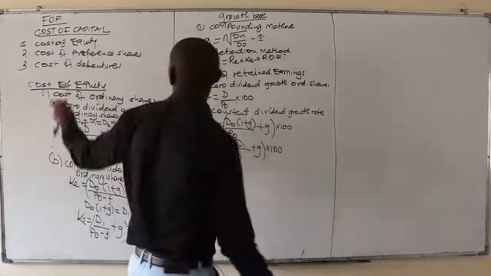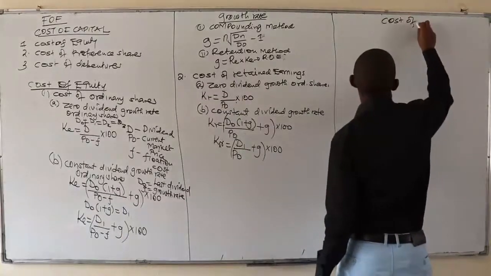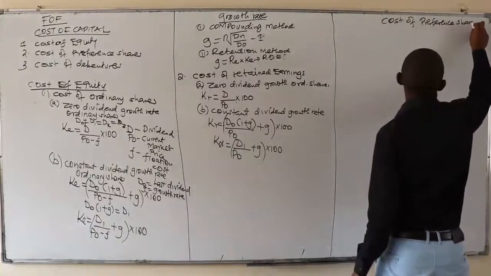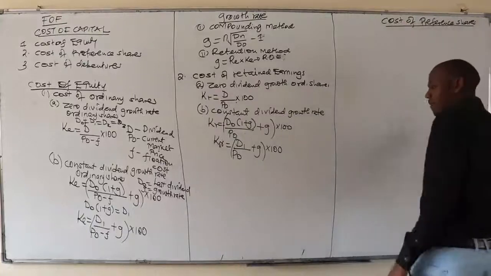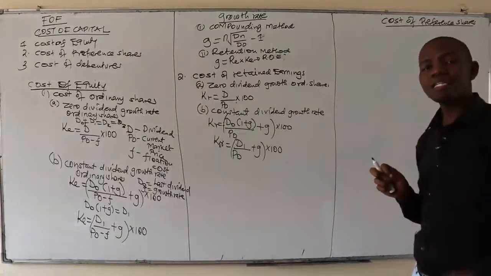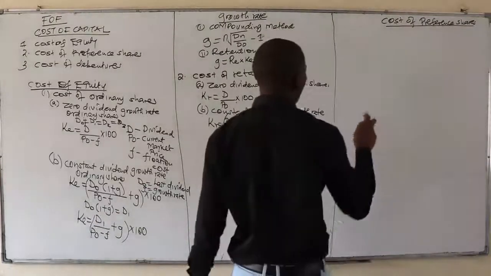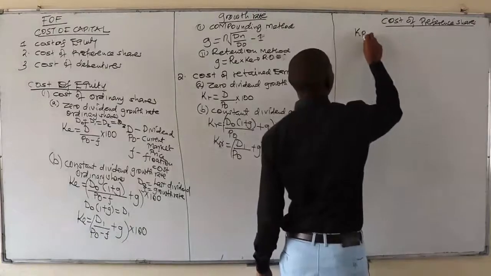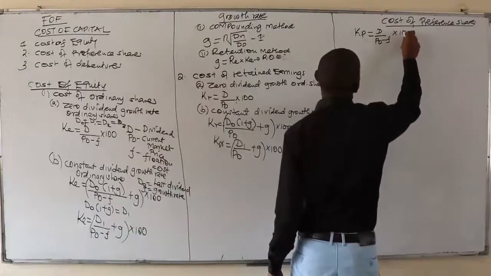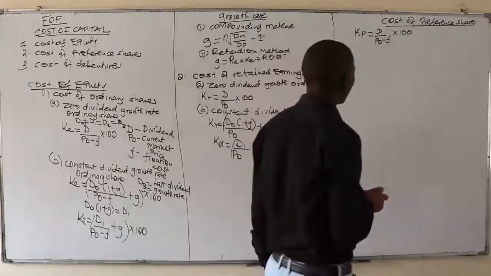Now we have the other one, number 2, the cost of preference shares. Preference shares are those shares that earn a fixed rate return, a fixed return security whose benefit is the dividend. For this one, to get the KP, it will just be the dividend all over P0 minus flotation cost, you multiply by 100. That is how you get the cost of preference shares.